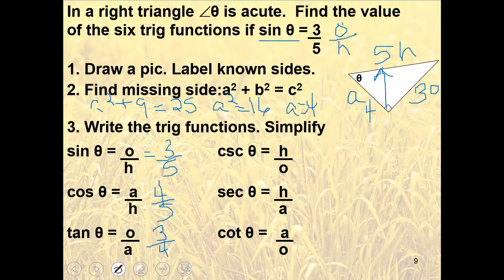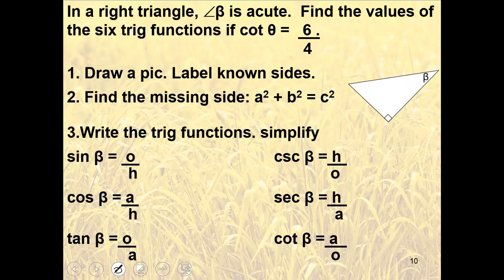Now I just take the reciprocals of these numbers here. So this is hypotenuse over opposite, cosecant, and that is 5 over 3. Secant is hypotenuse over adjacent, that's going to equal 5 over 4. And cotangent is adjacent over opposite, and that's going to equal 4 over 3. And we are good to go. We're done. We did it. Wham, bam.